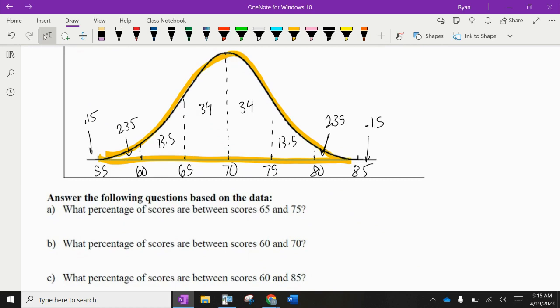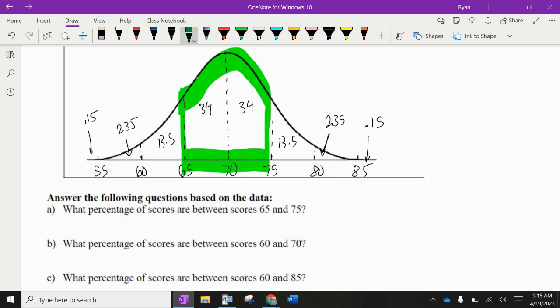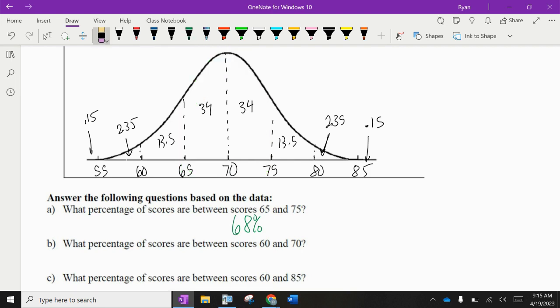Question A. What percentage of scores are between 65 and 75? Between 65 and 75. What percent of scores are we talking about? 68. Next one. What percent of scores are between 60 and 70? Add those together, 47.5.